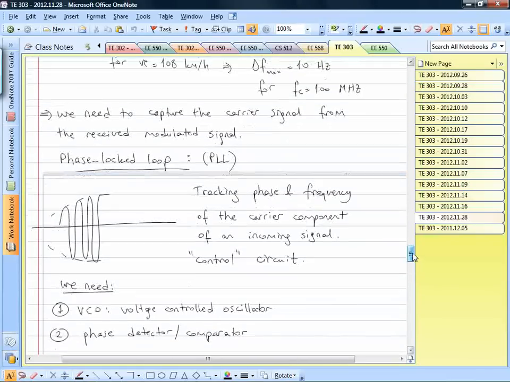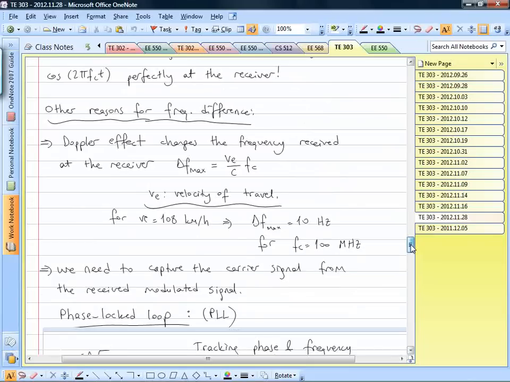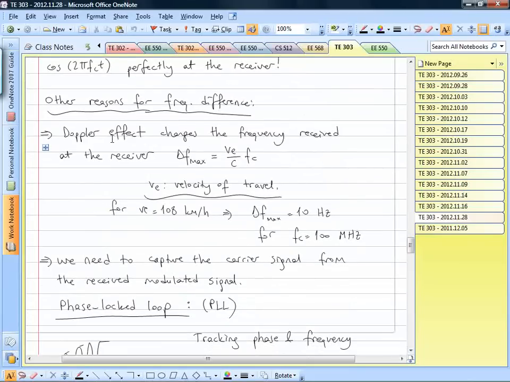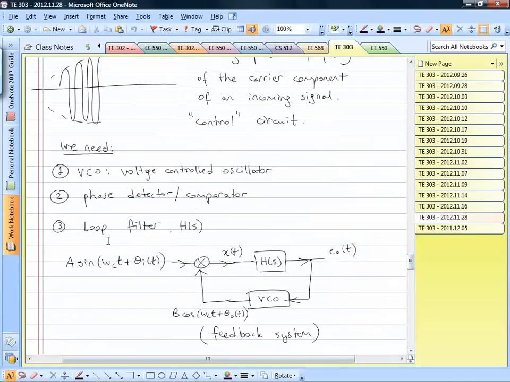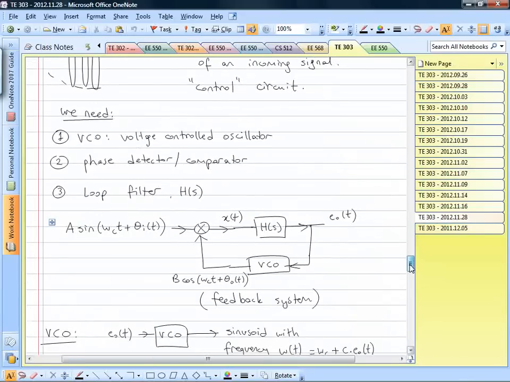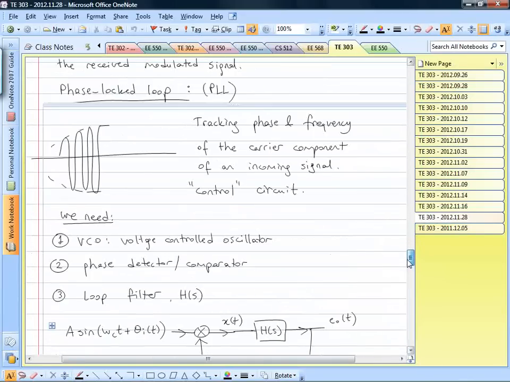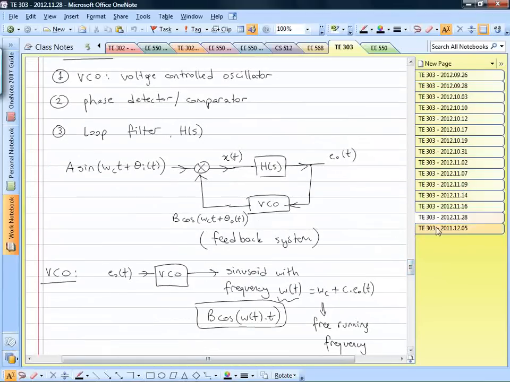And the need for PLL arises because of, for example, the Doppler effect, where the frequency that you receive may not be exactly the same frequency that was sent to you by the transmitter. Why? Because you may be moving. If you're in a car, then there will be a frequency shift due to the Doppler effect, and you need to lock onto the new frequency by using a PLL, for example.